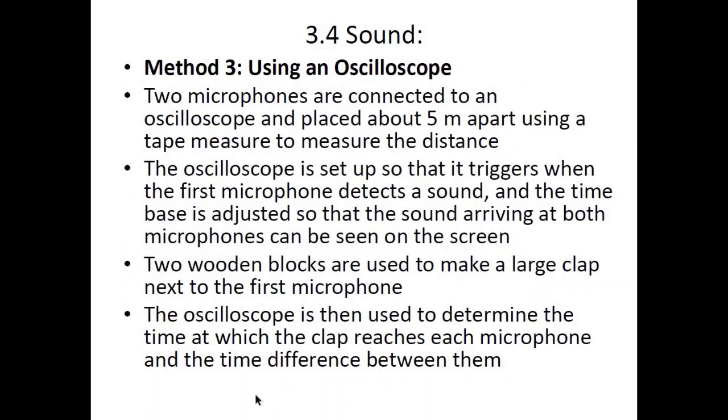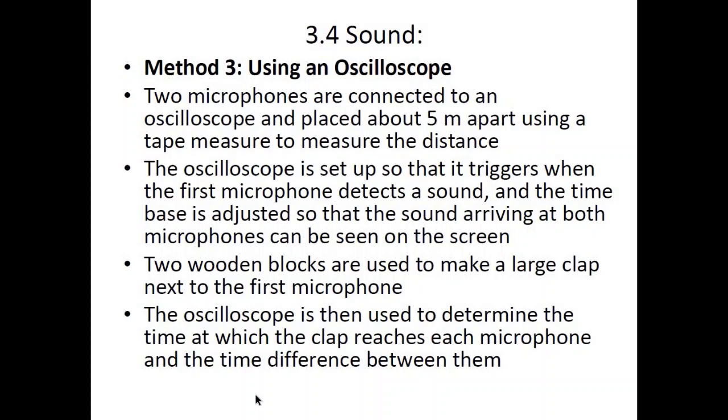The third method is by using an oscilloscope. The oscilloscope will be discussed in detail in section 4. Two microphones are connected to an oscilloscope and placed about 5 meters apart using a tape measure. The oscilloscope is set up so that it triggers when the first microphone detects a sound, and the time base is adjusted so that the sound arriving at both microphones can be seen on the screen.